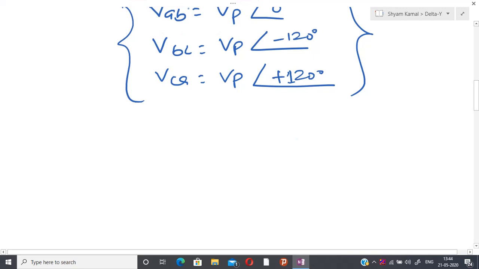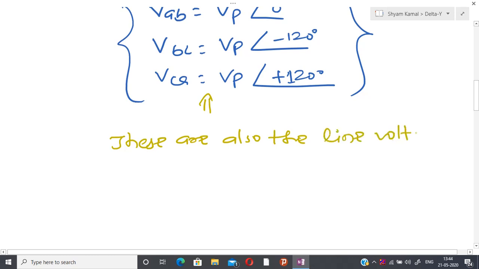So the same thing: what I am telling is that these are also the line voltages as well as the phase voltages.